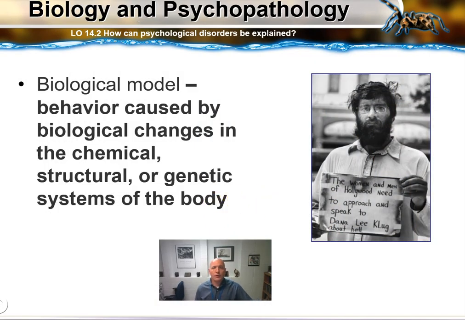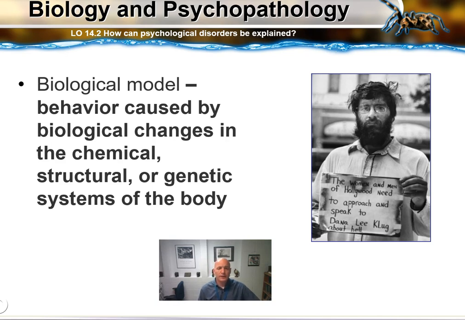Different explanations for psychopathology exist, different explanations for mental health disorders and for schizophrenia specifically. The biological model is one which says that abnormal behavior is created when biological events in the body cause these problems. So here you have a picture of a man who is holding a sign. He's clearly struggling with mental illness. Could very well be paranoid schizophrenia, could very well be homeless, dealing with mental health issues. And if you read the sign, the women and men of Hollywood need to approach and speak to Dana Lee Klug about hell. This sign claims specialized knowledge, which is a symptom and a feature of paranoid schizophrenia.